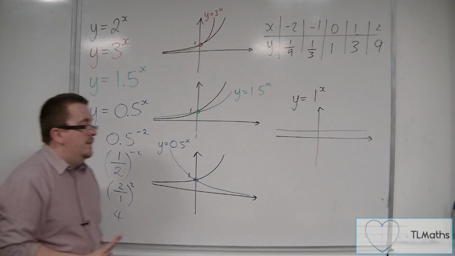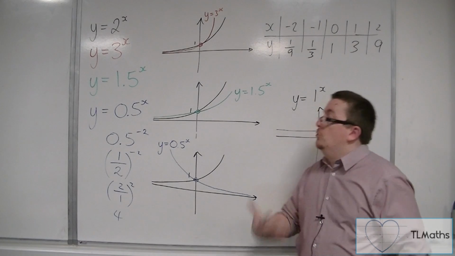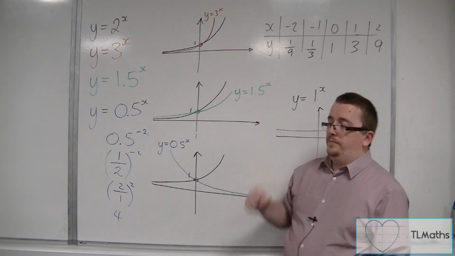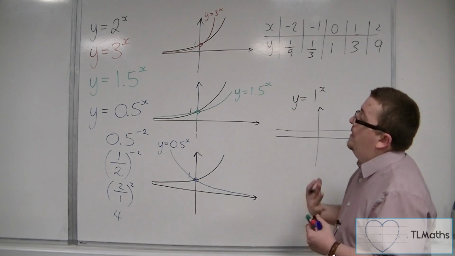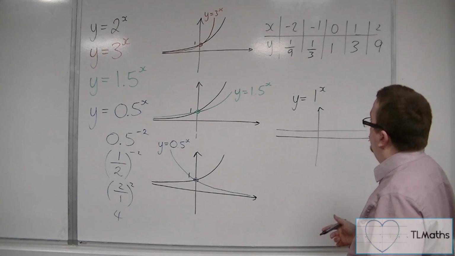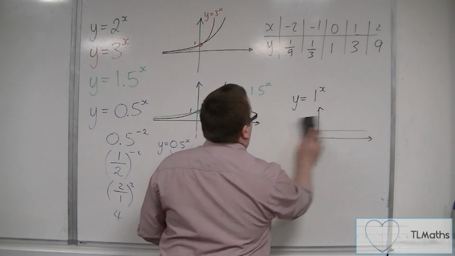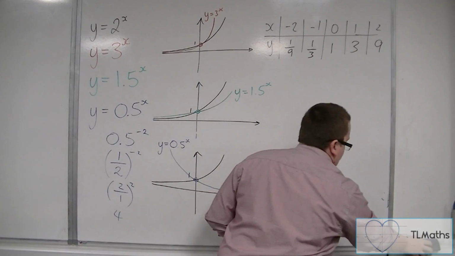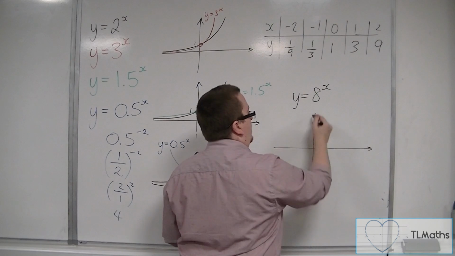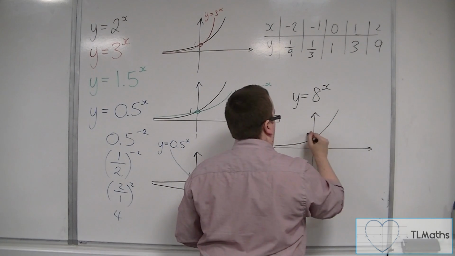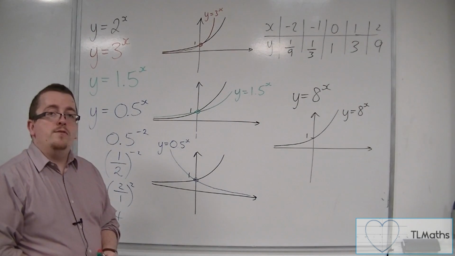So you can see that these curves are all exponential curves. They all have this one thing in common. They all go through 0, 1. And if you're ever asked to sketch one, if it's a number that is greater than 1, so if you're just asked to sketch y is equal to 8 to the x, for example, this would be my sketch. And that is enough. It shows the behaviour of the curve.